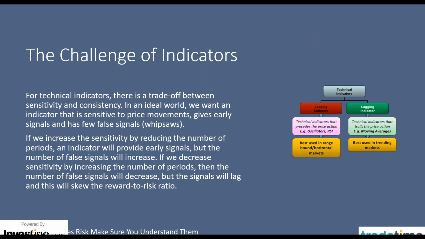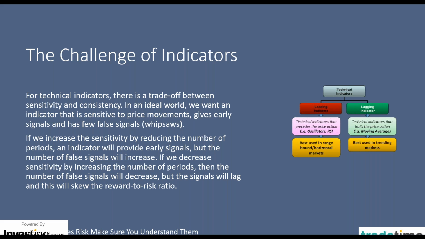So for technical indicators, there is a trade-off between sensitivity and consistency. In an ideal world, we want an indicator that is sensitive to price movement, gives early signals, and has few false signals. Forget it, it's not going to happen.